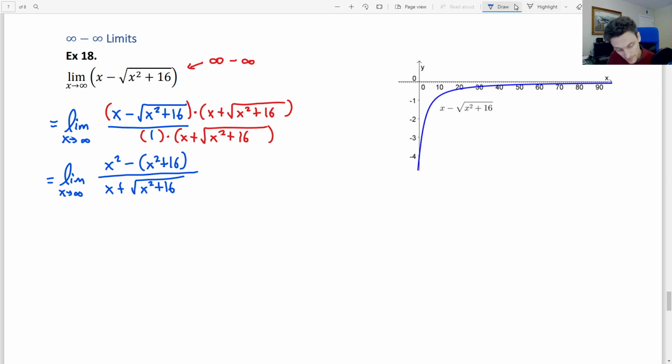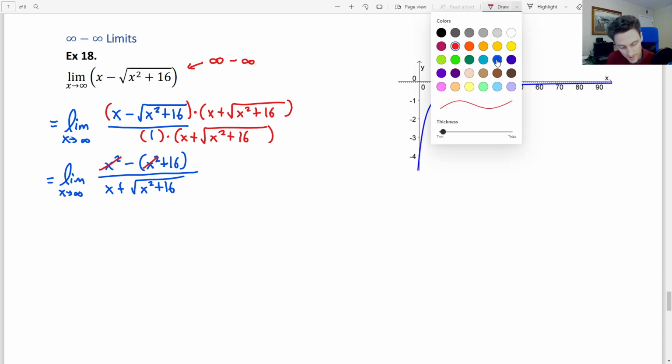Now here, the x squareds will be gone, and this negative is going to distribute into the 16.